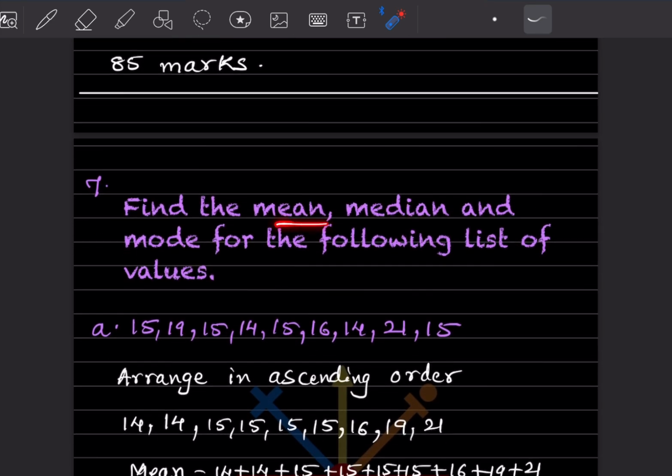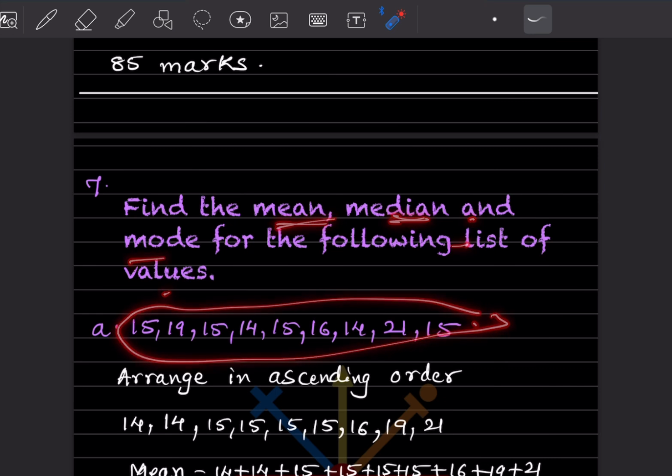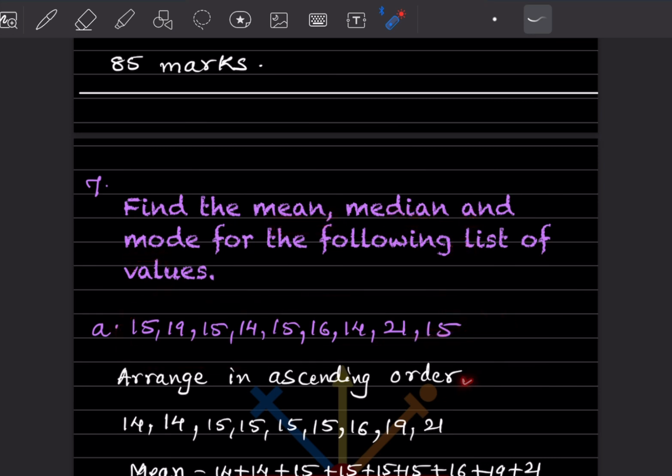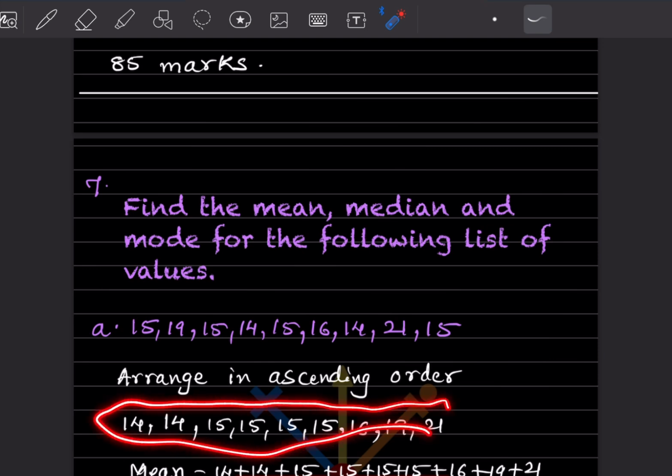Find the mean, median and mode for the following list of numbers. So all three you have to find out. So these are the numbers given. So now let us arrange this in ascending order first. So these are the numbers arranged in ascending order.